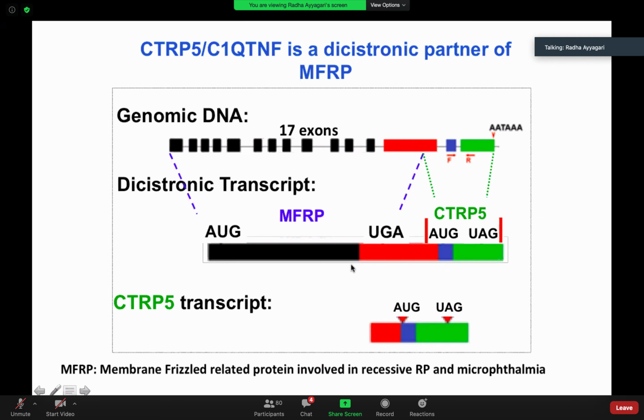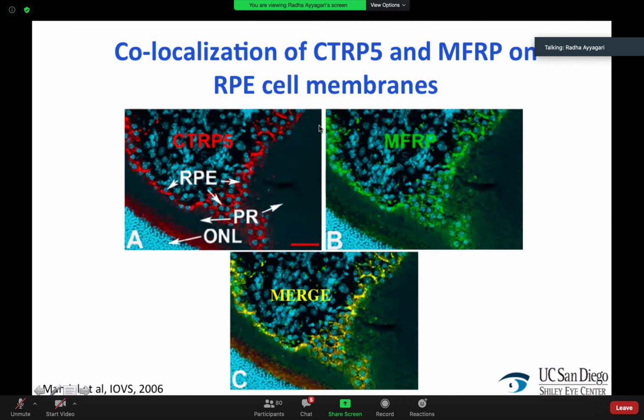CTRP5 exists as a dicistronic transcript with MFRP. MFRP is a membrane frizzled related protein. Mutations in MFRP lead to recessive RP and microphthalmia. MFRP is a 17 exon gene, and CTRP5 is present in the 3' untranslated region of MFRP. These two exist on a dicistronic transcript and are expressed in various tissues together. We localized these two proteins in the RPE. As you can see, red is CTRP5 and green is MFRP, and they co-localize in RPE.